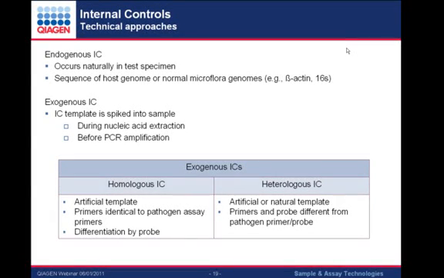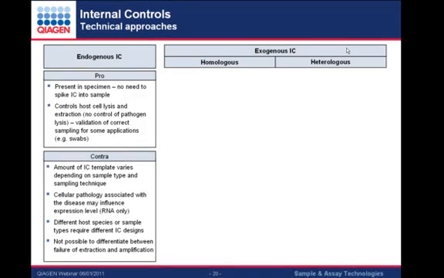They can either be homologous, meaning that the internal control has an artificial template which is constructed to carry the same primer binding sites as the targeted pathogen sequence. Differentiation between the pathogen target and IC amplicon is then done by using a different probe. Heterologous ICs, on the other hand, are designed with their own primers and probes, which are entirely different from the pathogen assay.